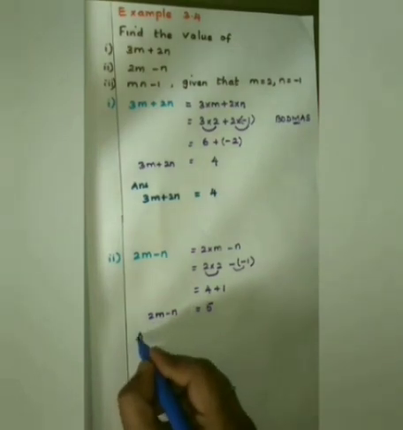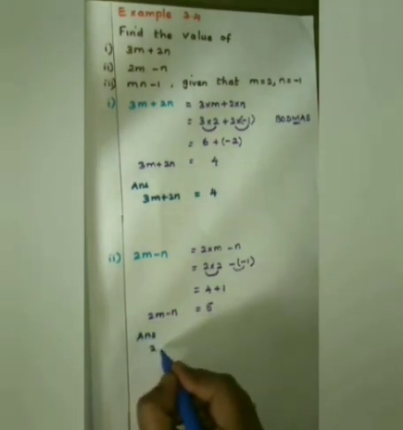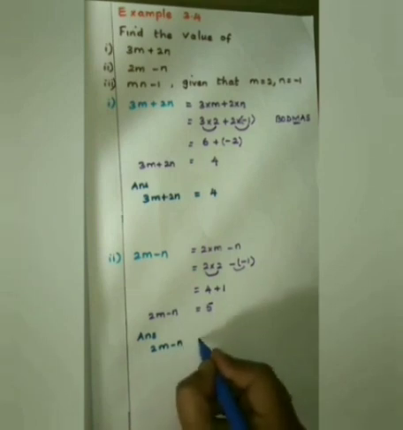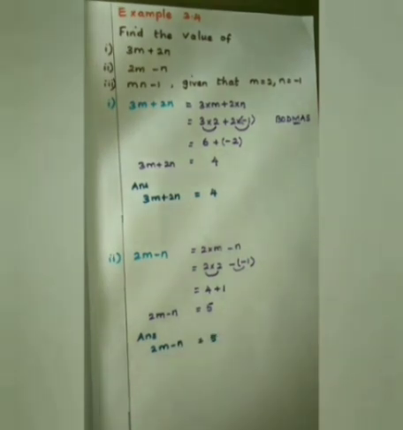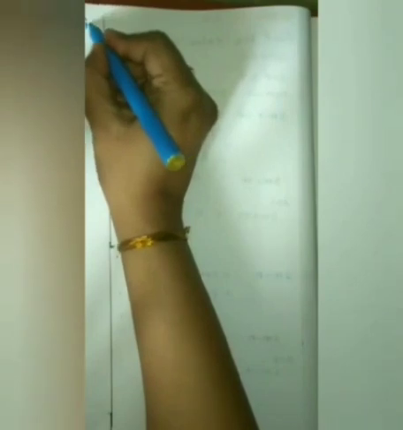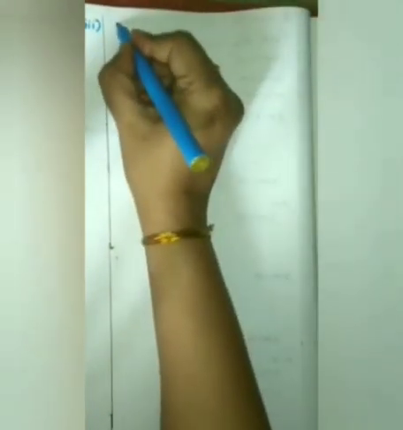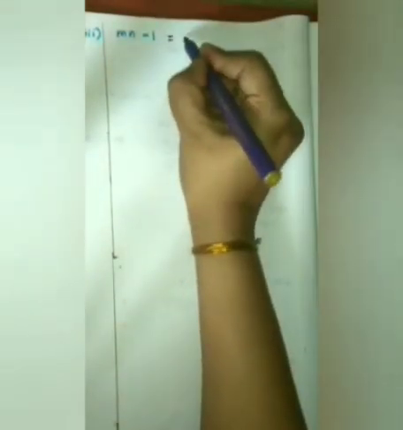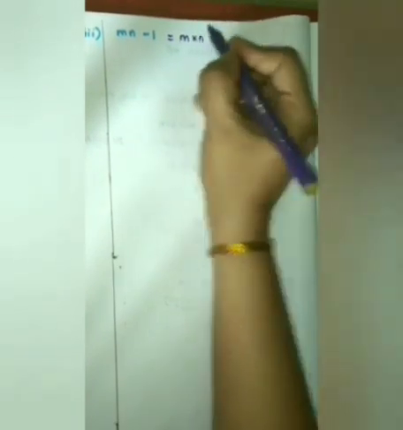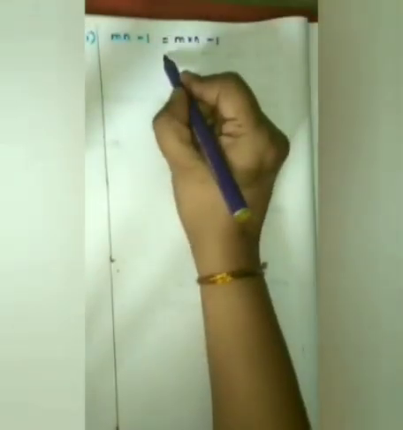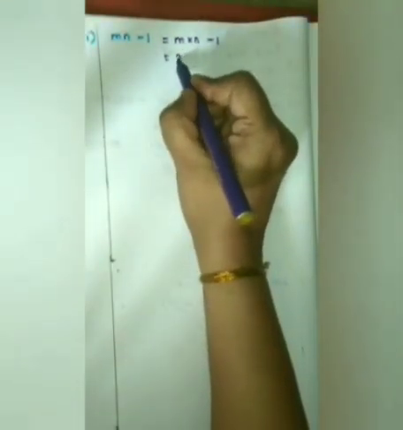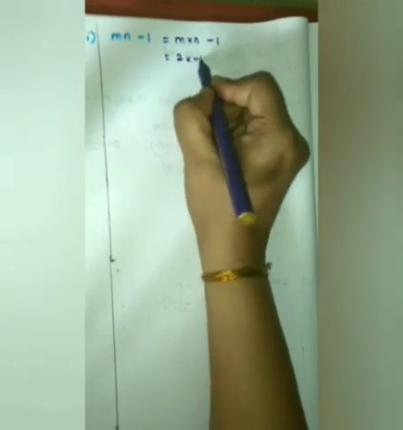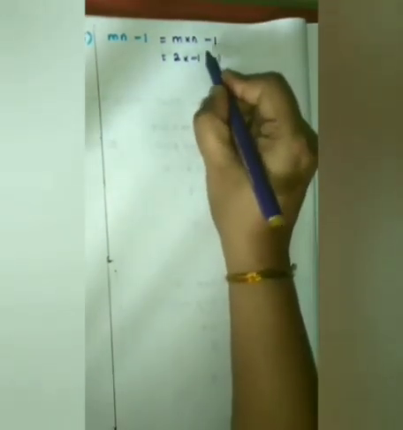Don't forget to write the answer step. 2m minus n equal to 5. Third algebraic expression is mn minus 1, and this can be written as m into n minus 1. In the next step, you substitute the values of m and n. So 2 into minus 1 minus 1.